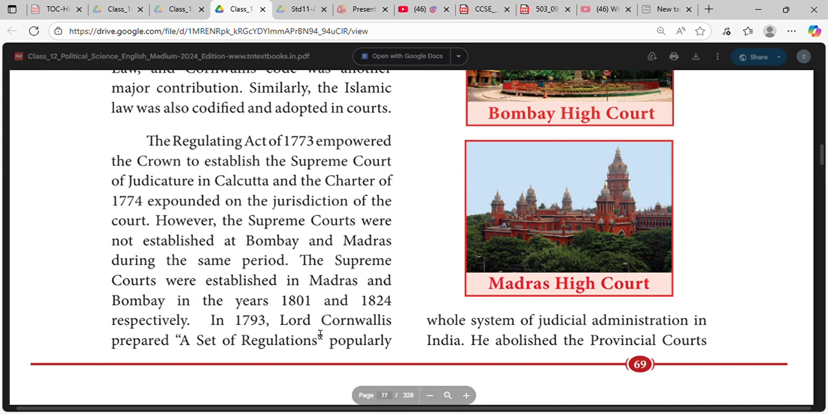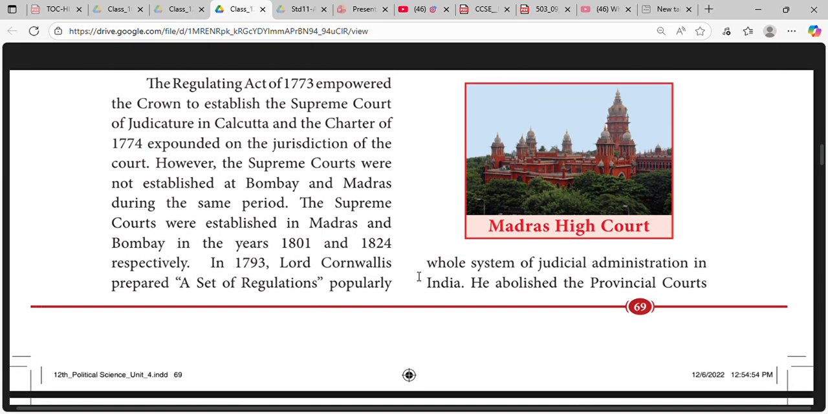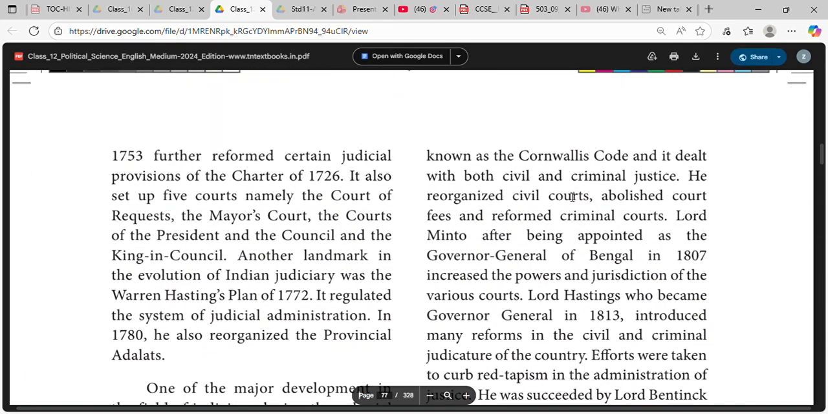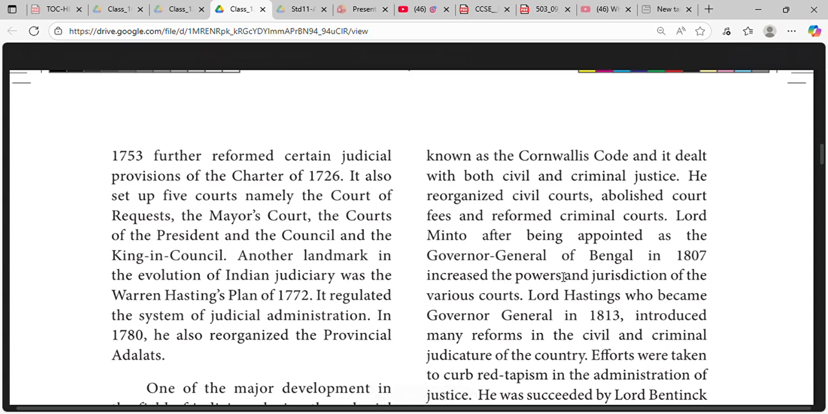In 1793, Lord Cornwallis prepared a set of regulations popularly known as the Cornwallis Code, and it dealt with both criminal and civil justice. He reorganized civil courts, abolished court fees, and reformed the criminal courts. Lord Minto, after being appointed as the Governor General of Bengal in 1807, increased the powers and jurisdictions of the various courts.